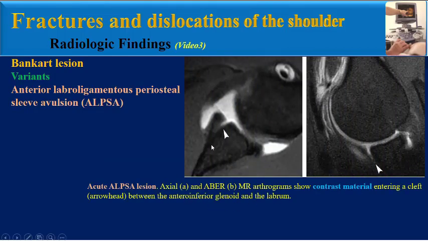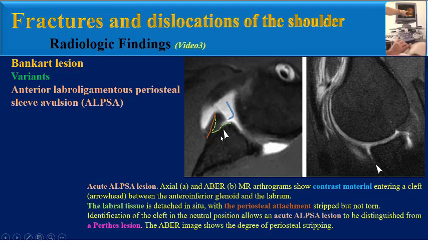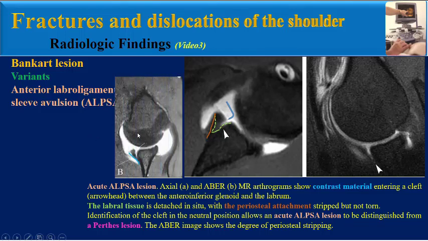We can see axial in neutral position and axial in abduction and external rotation position MR arthrogram, which shows contrast material entering cleft between the anteroinferior glenoid and labrum. The labral tissue is detached in situ with the periosteal attachment stripped but not torn. Identification of a cleft in the neutral position allows an acute ALPSA lesion to be distinguished from a Perthes lesion. The abduction and external rotation image shows the degree of periosteal stripping.